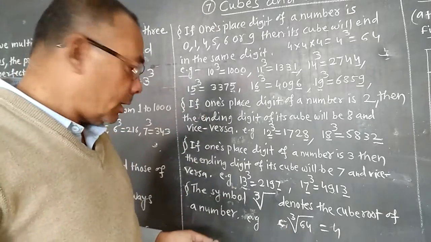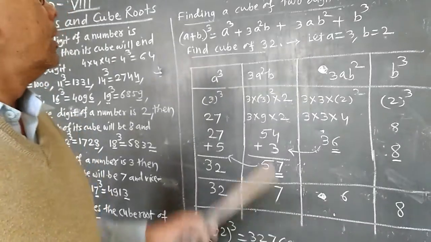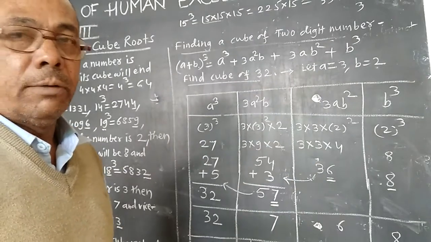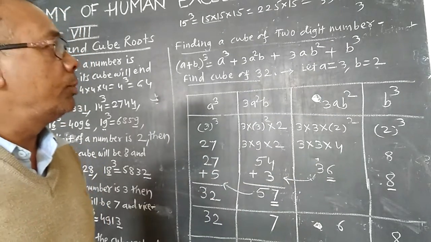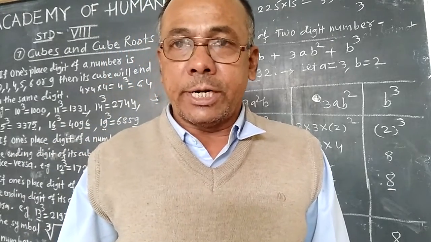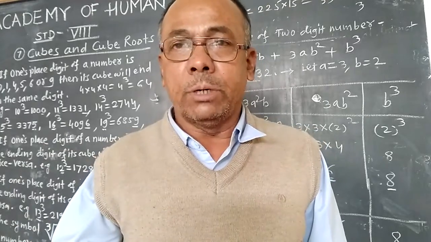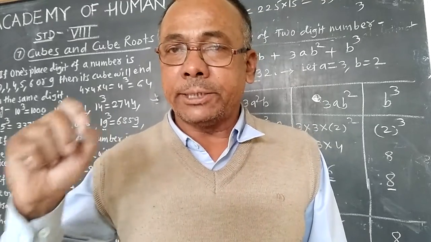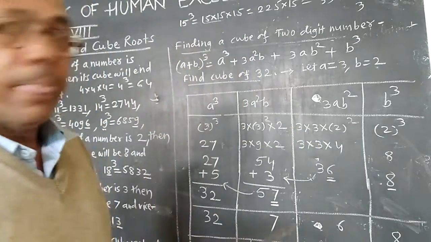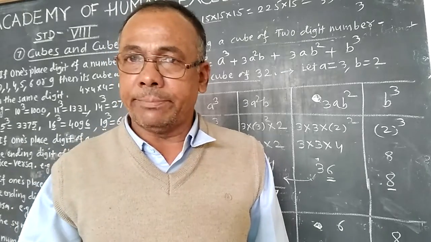Now here we have to see finding a cube of a 2-digit number. I have told you already that to find a cube of any number, we have to multiply the same number 3 times, then we will get its cube. This is the very simple method, multiplying the same number 3 times.